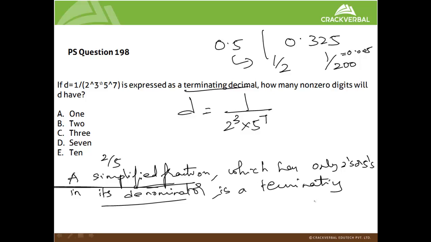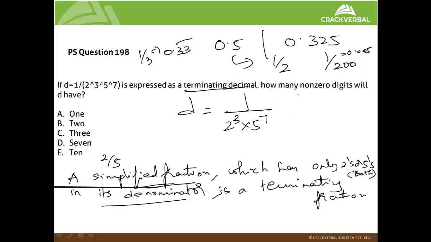Here 1 by 2, 1 by 200 all have only 2's or 5's, or even it could have both, in the sense it will be 10's. 10's means of course it will terminate, you all know that, right? Non-terminating fraction means 1 by 3 is non-terminating because you have a 3 in it, and if you convert this to a decimal, you will have 0.333 recurring. It's not a terminating decimal.